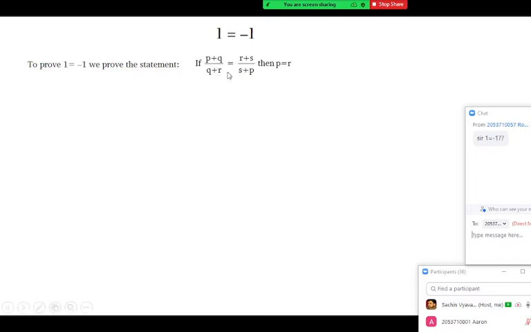I will say it's not a theorem. If (p plus q) upon (q plus r) is equal to (r plus s) upon (s plus p), where p, q, r, s are four numbers, we are saying that if this statement holds, then p is equal to r always. First I'm going to prove it, and with the help of this statement, we are going to prove that 1 is equal to minus 1.